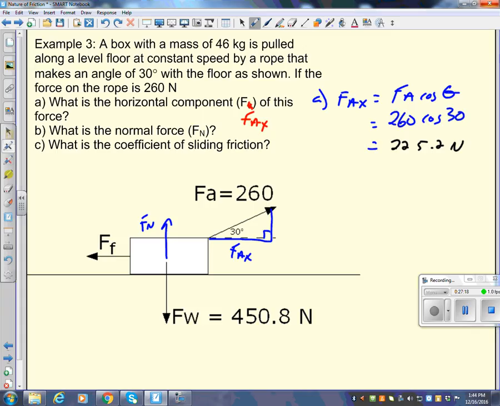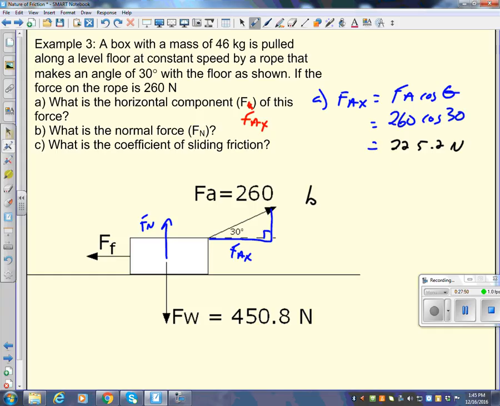I don't know. Nope. 260 times cosine 30. I'll do it again. 260 times cosine 30. There you go, Danielle. Okay, 225, right?